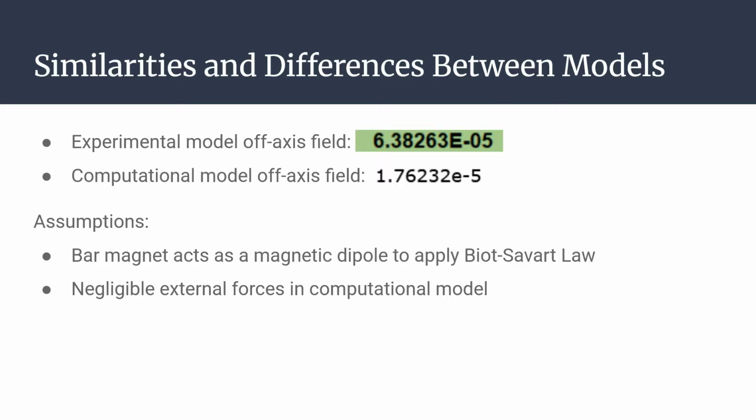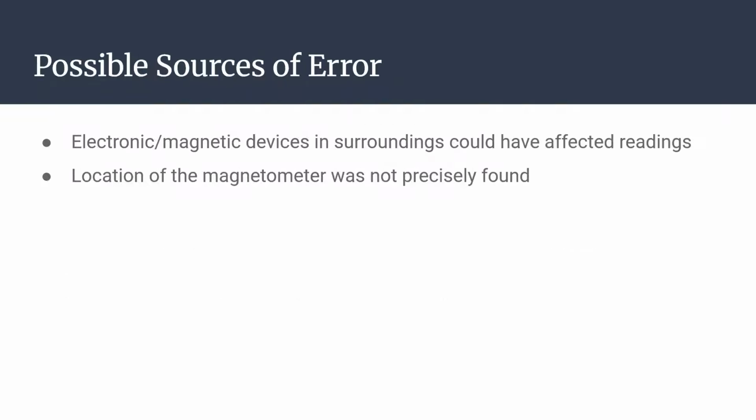So the computational model is smaller than the experimental model, but both share a magnitude on the order of 10 to the negative 5. Some of the assumptions made were that the bar magnet acts as a magnetic dipole to apply the Biot-Savart law, and we also neglected external forces in the computational model and the experimental model. Some possible sources of error: electronic or magnetic devices in the surroundings could have affected the readings, and the location of the magnetometer was not precisely found. So both of these could have skewed the data and affected our final results.